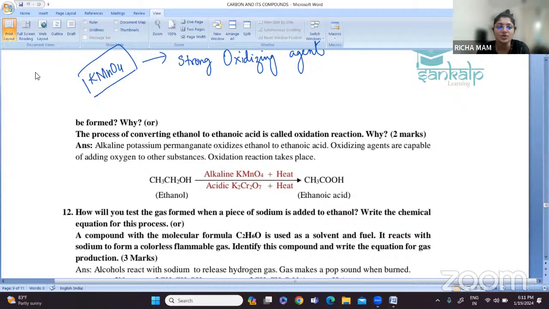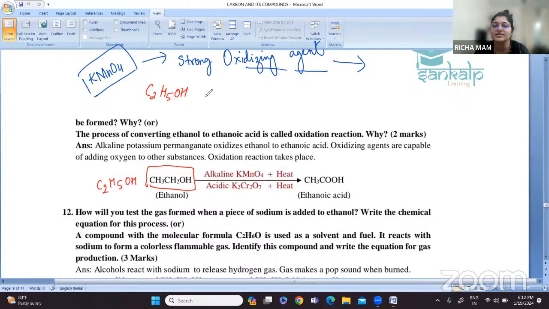So what is the role of an oxidizing agent? It oxidizes others and itself undergoes reduction. So KMnO4 adds the oxygen atom. Ethanol is C2H5OH. They have written it as CH3CH2OH, so you can write it like this also, or you can write it like this also. See here, two carbons, then five hydrogens and OH, right?